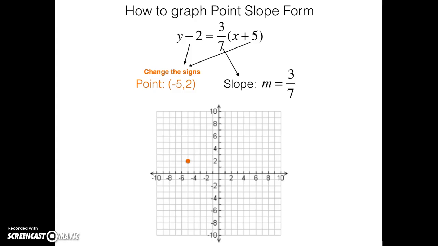First thing we're going to do is put our point, negative 5 comma 2, on our coordinate plane. And then we're going to use our slope, up 3 to the right 7, to find our next point, up 3 to the right 7, to find a third point. To finish, we connect the 3 points with a straight line with arrows on the end of our lines.